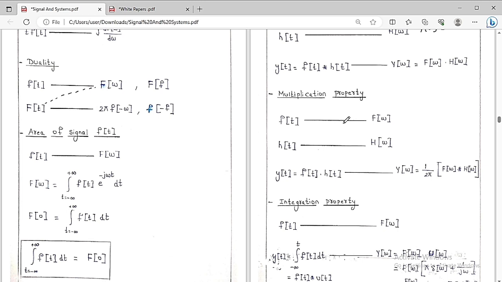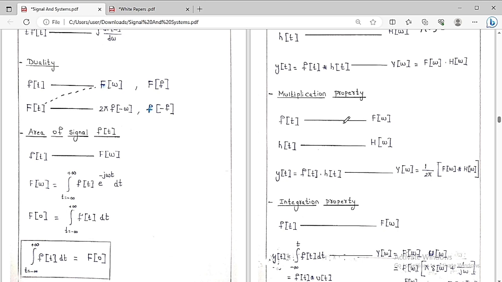So, the multiplication property. For f of t, the Fourier transform is F of omega, and for h of t, the Fourier transform is H of omega. If the output is a multiplication of these two signals, then what is going to happen? Y of omega is equal to 1 by 2 pi F of omega convolution H of omega. So 1 by 2 pi, we have to take as an extra factor. Therefore, multiplication in time domain will become convolution in the frequency domain.